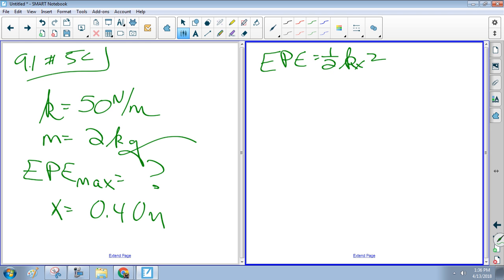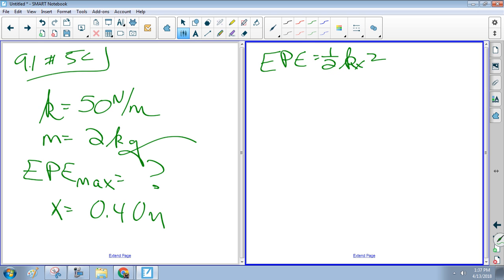Because when you use this equation, what does the x represent? Not in numbers, but in words. Displacement from the equilibrium position, from the unstretched position. Okay, so is this the equilibrium position because it's not being stretched right now? No, it is being stretched, right? This is the equilibrium position. That's why I said additional.